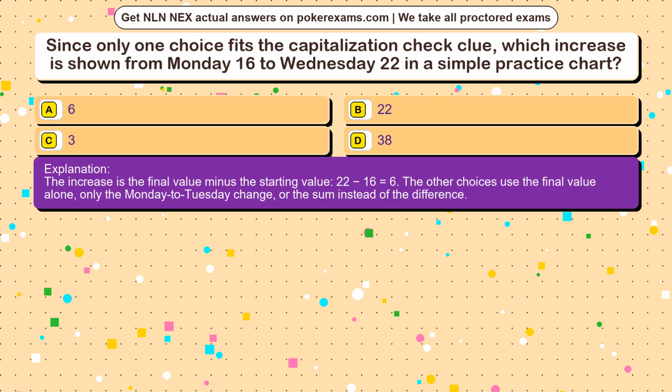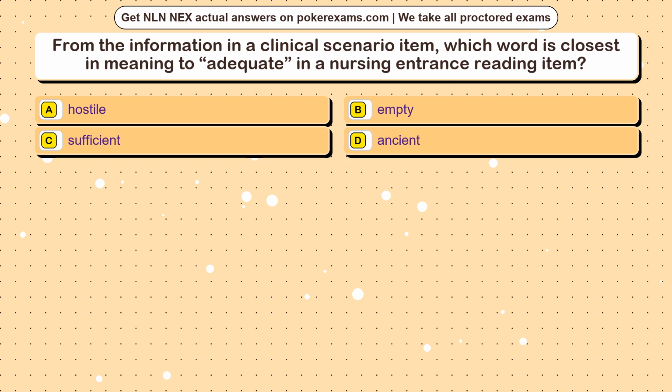Question 22. From the information in a clinical scenario item, which word is closest in meaning to adequate in a nursing entrance reading item? Option A, hostile. Option B, empty. Option C, sufficient. Option D, ancient.